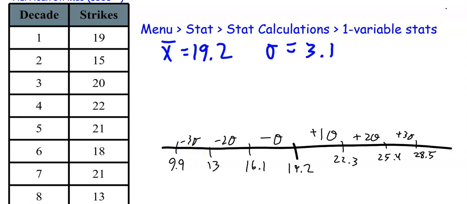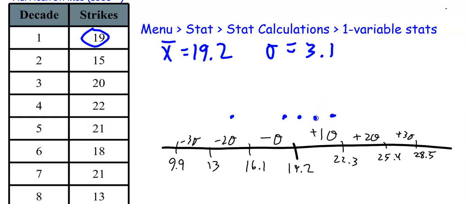So if you look at the actual data, I'm just going to plot some of these points so you can see a visual of what we're doing here. I'm going to go through each one. So 19 is somewhere around here. 15 is somewhere around here. 20 is somewhere around here. 22 is, I'm not sure, right around there.